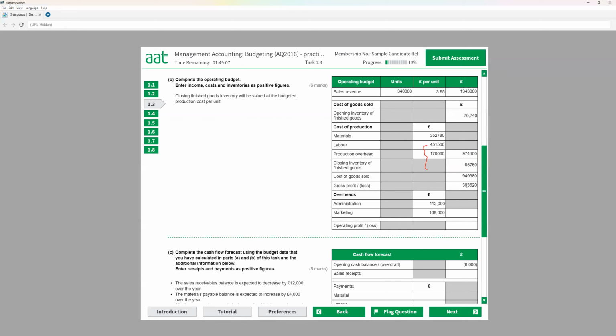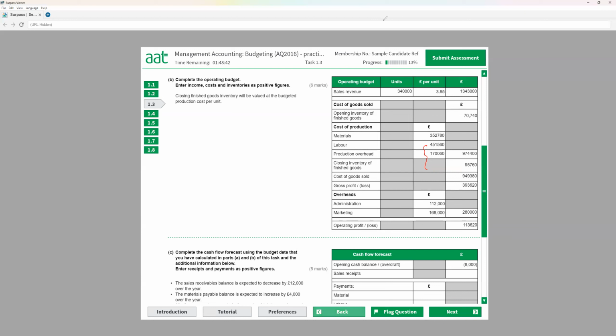393,620. Then you have overhead. If we add this to overhead, 112,168, that will give us 280,000. And finally, if we minus this one from the gross profit, that will give us the net profit or operating profit. That is 113,620. And that's it for our operating statement.